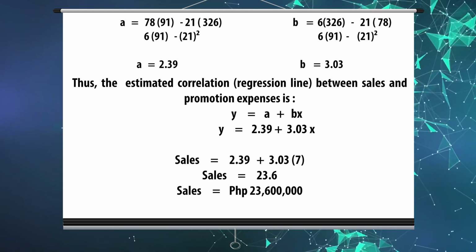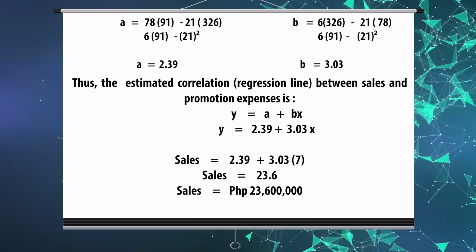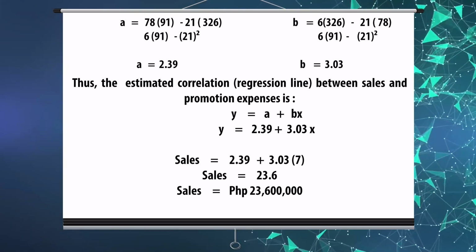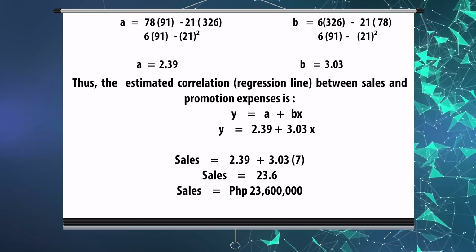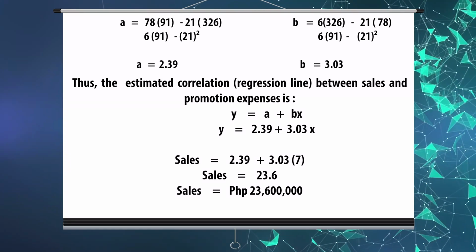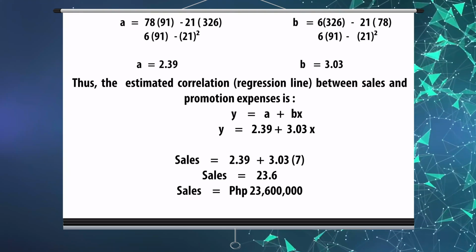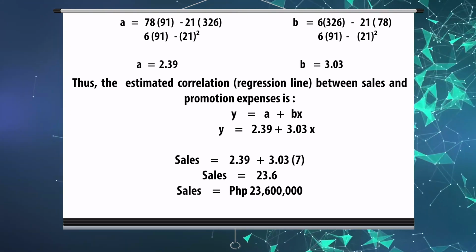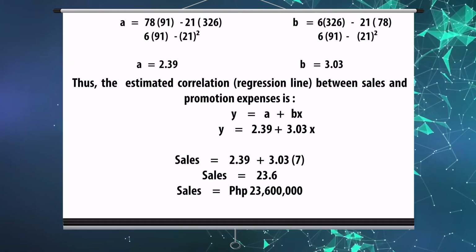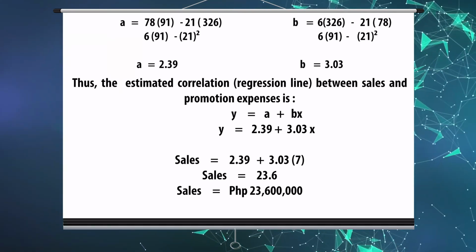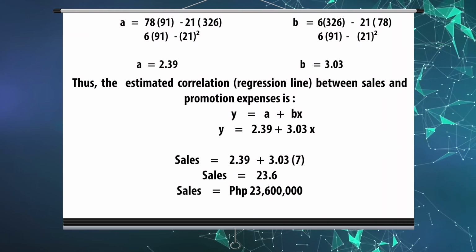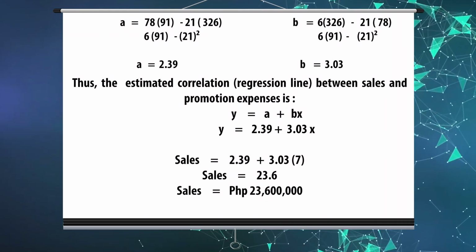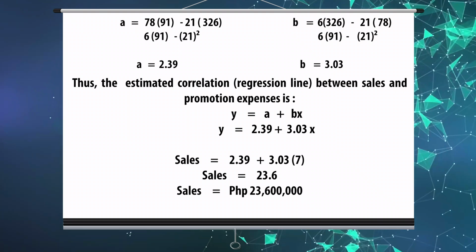Thus, the estimated regression line between sales and promotion expenses is y = 2.39 + 3.03x. Sales is equal to 2.39 plus 3.03 times 7, giving us 23.6. Since sales is given in 100,000, therefore the value is 23,600,000.